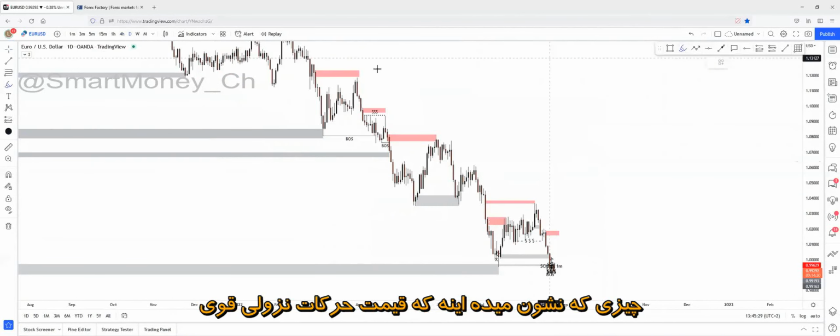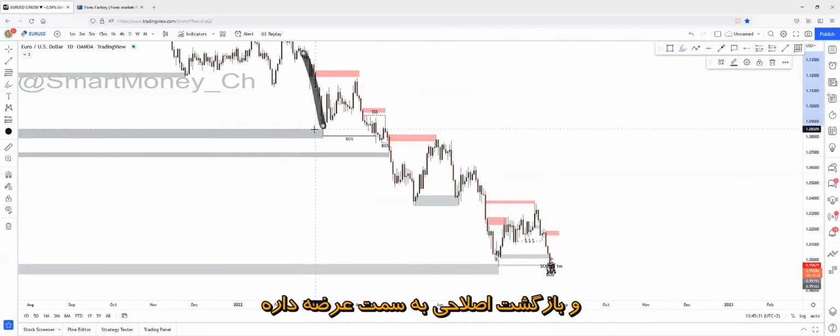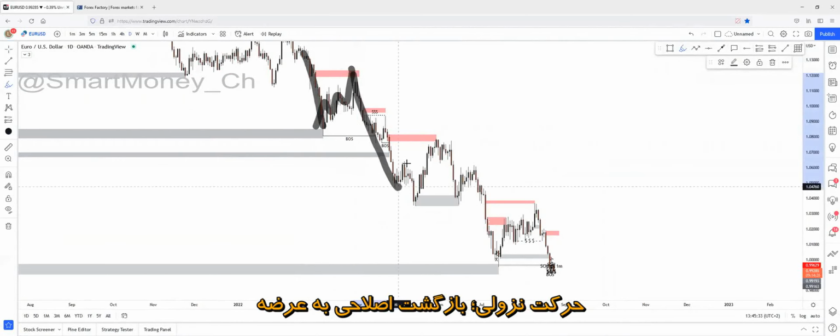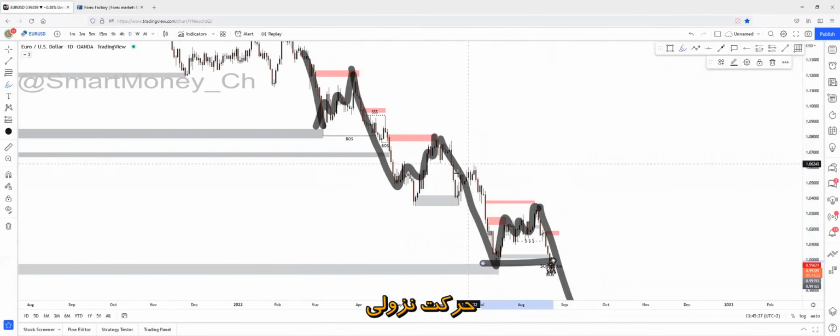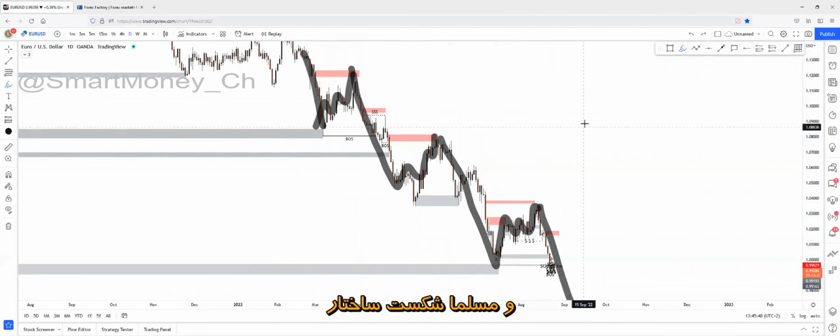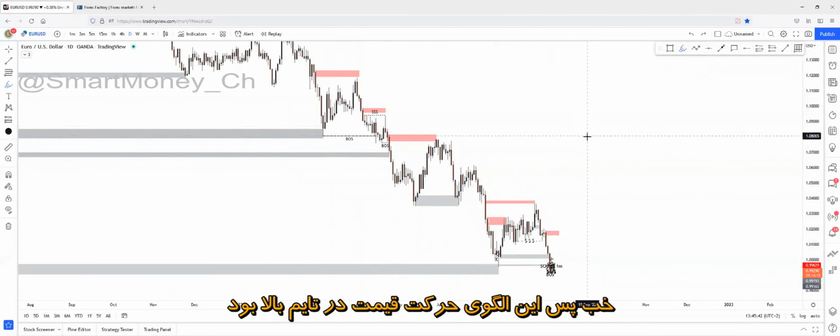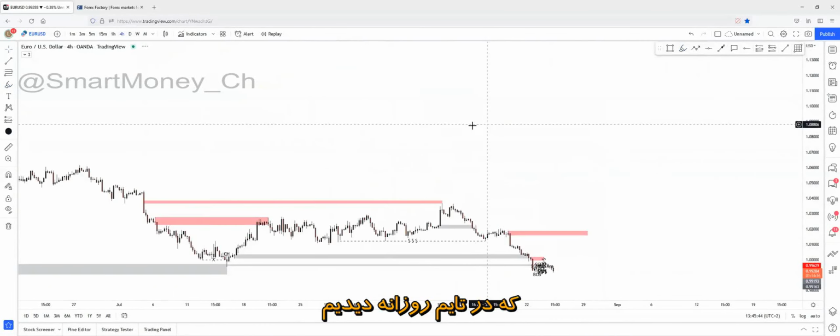It's just showing that price is creating strong bearish movements, retraces to a supply, bearish movement, retraces to a supply, bearish movement, retraces to a supply, bearish movement, with breakout structures, of course. So this is the higher time frame pattern that we can see on the daily chart.